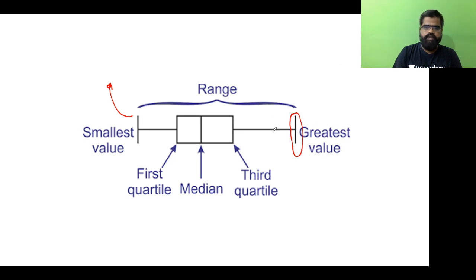So you have the greatest value, you have the smallest value. The difference between the greatest value and the smallest value happens to be the range. Okay. Now, we have started from the smallest value.